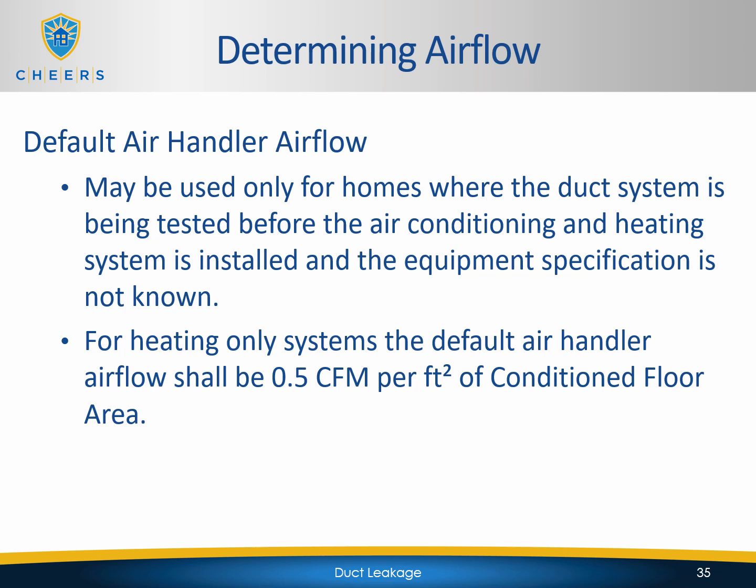The first option, and most likely the least used, is the default air handler airflow. This is to be used only for homes where the duct system is being tested before the air conditioning and heating system is installed and the equipment specification is not known. If you know the size of the heating and cooling equipment, you cannot use this method, which is why it's not going to be used very often. If it is a heating only system, the default air handler airflow shall be 0.5 CFM per square foot of conditioned floor area.